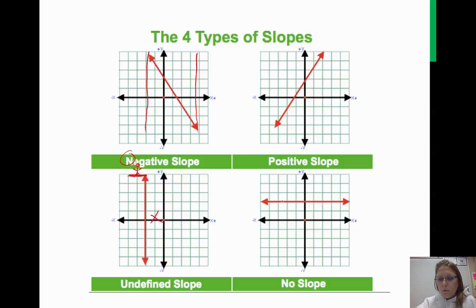This one is no slope. Have you ever noticed that when you're riding an exercise bike or just a bike in general and you're going flat, it seems to take no effort? Well, that's because there's no slope. So here, no slope is the easiest one, aside from going downhill like the negative slope.